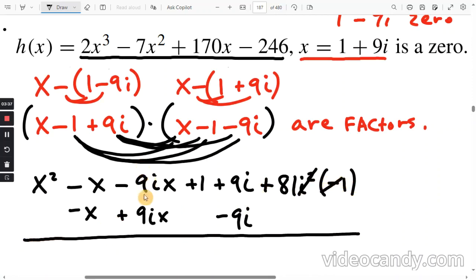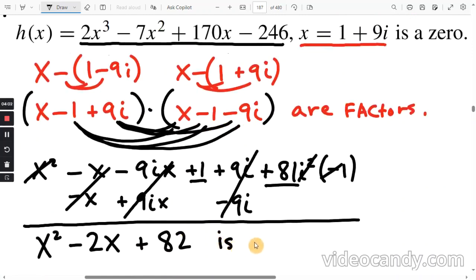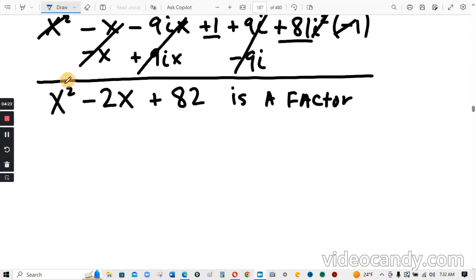All right, combining like terms, these two cancel. These two cancel. And we have x squared minus x minus x, which is minus 2x, and positive 1 and positive 81 is positive 82. So this right here is a factor. It is the combination of these two, and now we can take the original and divide it by the factor that we have. Okay, we cannot use synthetic division here. So we need to use long division.